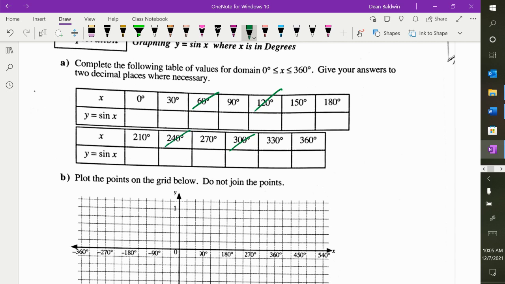So in your calculators, punch in sine of 0. What is the value of sine of 0 in degrees? 0. What is sine of 30? Yeah, it's a half. I'm going to actually write the decimals because I want the decimals for the graph. But it's a half. What's 90? What's 150?